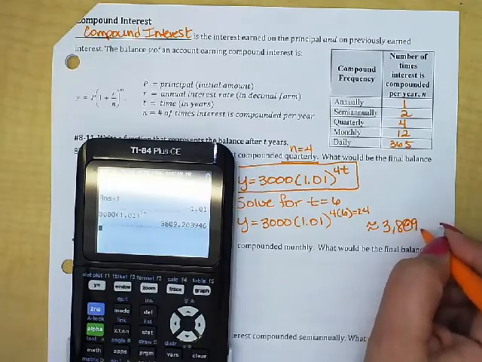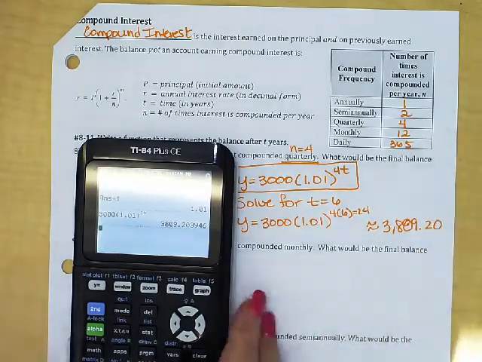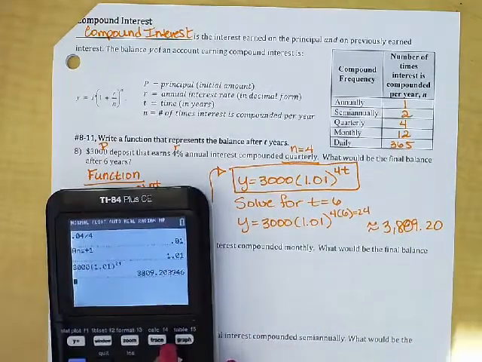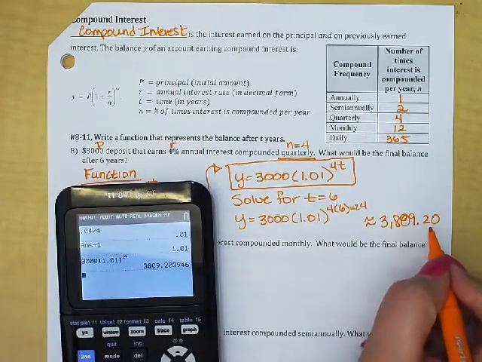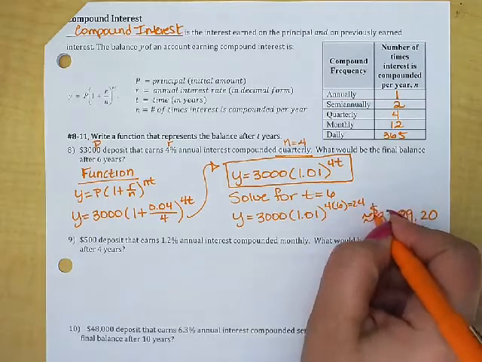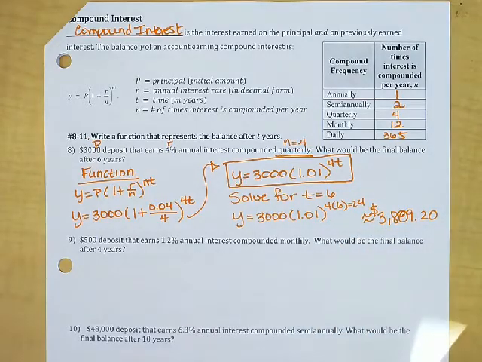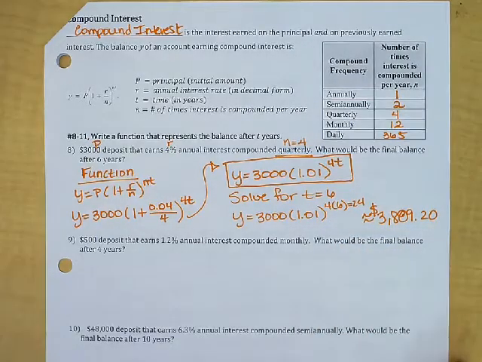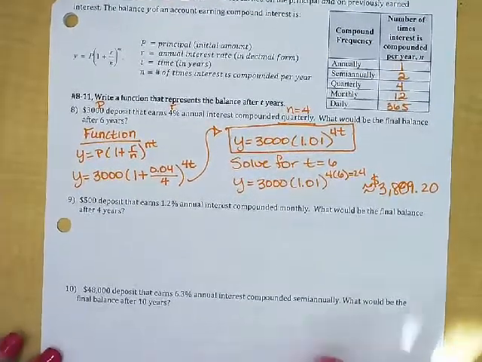Let's go to the money here. Yeah, that looks good. Okay, so about $3,809.20. That would be how much we would have in that account after 6 years if we were good and didn't touch it. Okay, all right, let's try one more, and then we can check the other ones when we get to class.